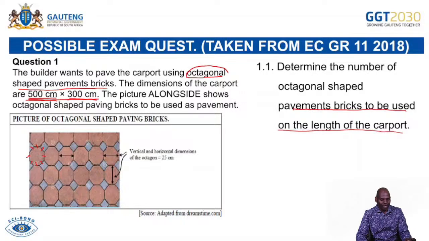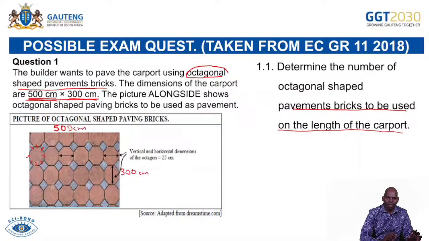So in this case, let's say the longer side is 500 centimeters, and this one is 300 centimeters. Never mind the picture, we are not going to look at the picture. If we had to look at the picture, we'll just count, but in this case we need to calculate.